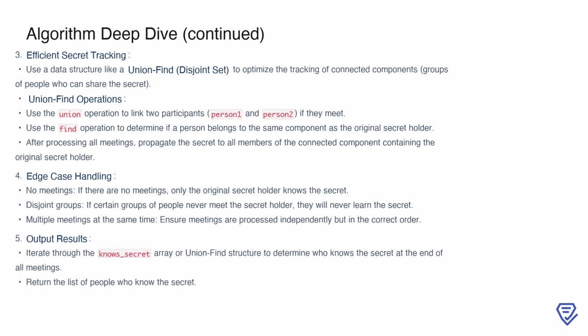Edge cases also need to be carefully handled. For example, if there are no meetings, only the initial secret holder will know the secret. If there are disjoint groups that never connect to the secret holder, those groups remain unaware. Additionally, when multiple meetings occur at the same time, they are processed independently but in the correct order to maintain consistency. Finally, we determine the result by iterating through the knows_secret array or using the union-find structure to identify all individuals who know the secret.